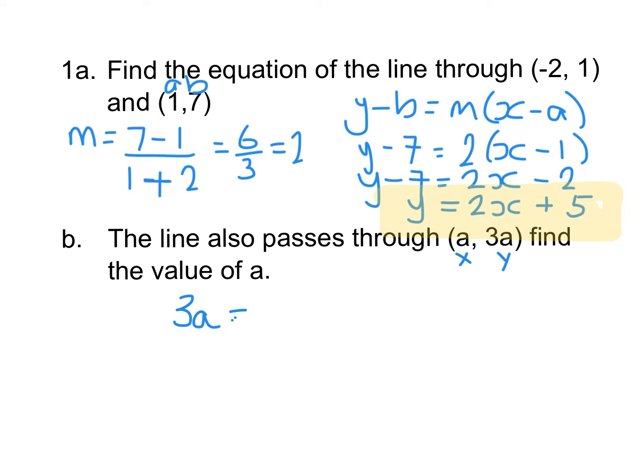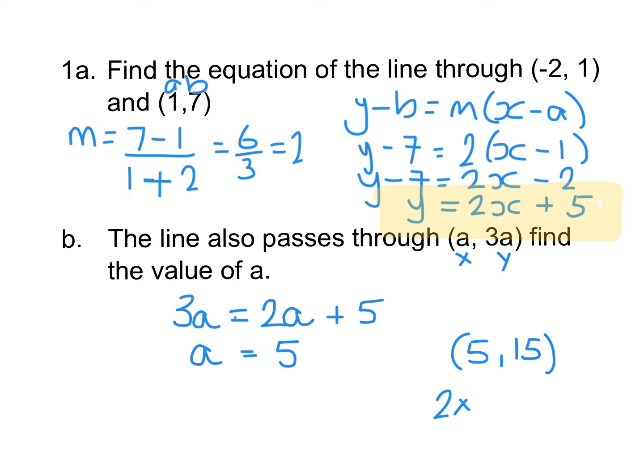The 2x in the equation becomes 2 times a, because I'm replacing x with a, and then I've got plus 5. Now if I then subtract 2a from each side, I am left with a equals 5. And in fact, this coordinate would have been (5, 15). And if I just want to double check this, if I replace x with the number 5, I would have 2 times 5 plus 5. That would give me y equals 15. So the answer to the question is a equals 5.